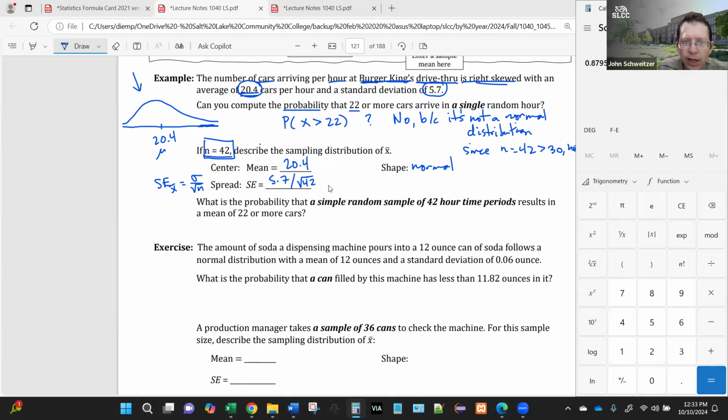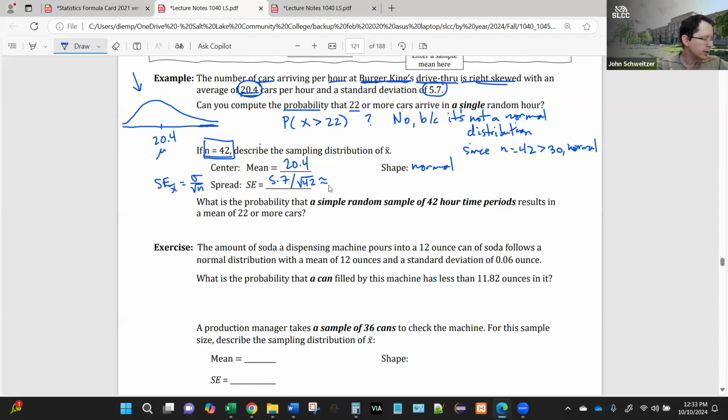Okay, so the standard deviation decreases quite a bit. It goes from 5.7 cars per hour down to 0.8795 cars per hour. It was about 6. Now it's way down under 1. So in other words, the sampling distribution will be normal.